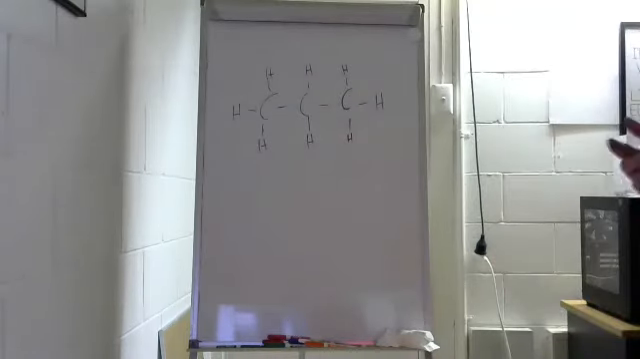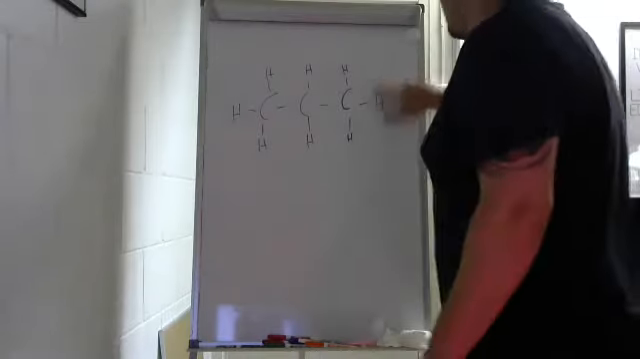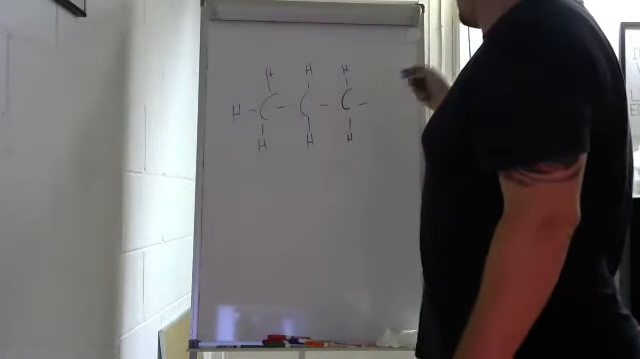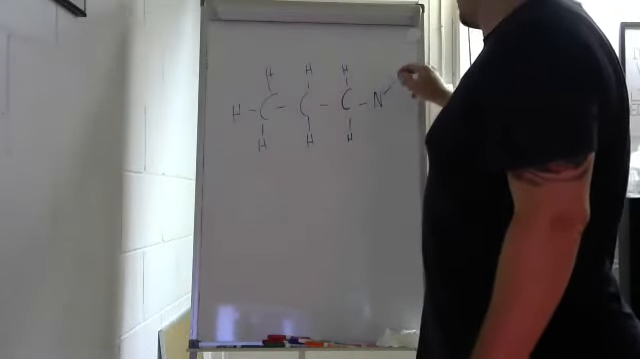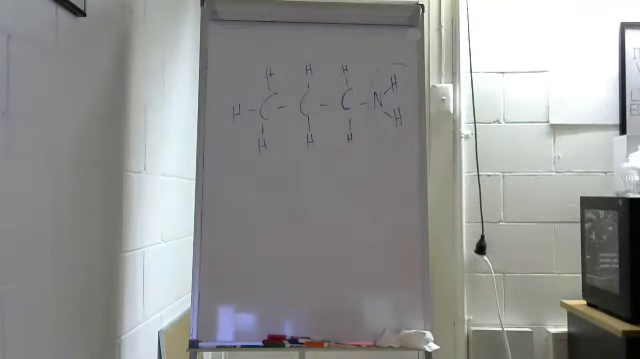So now we're getting into it. If you see nitrogen attached to 2 hydrogens on the end of an alkane, what we have is an amine.